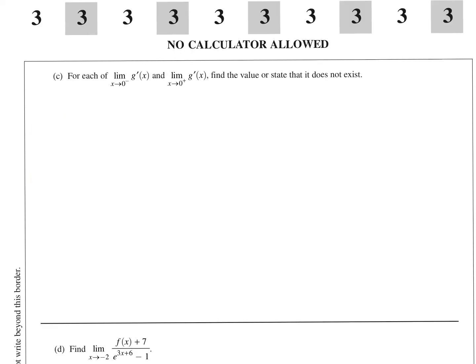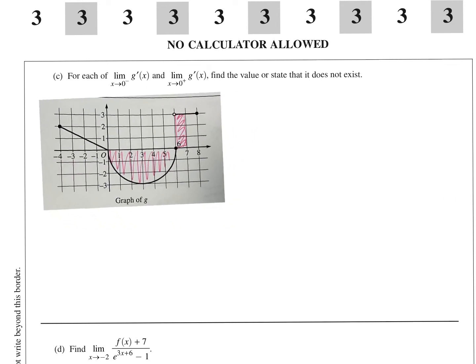Here we've got a little limit notation. So now it says for each, the limit as x approaches 0 from the negative side of g prime and the limit as x approaches 0 from the positive side of g prime, find the value or state that it doesn't exist. So where is our g function? G is just our graph. Okay, but we're looking at g prime. So I'm going to go snap a picture of our graph, actually. It's going to be a little funky.